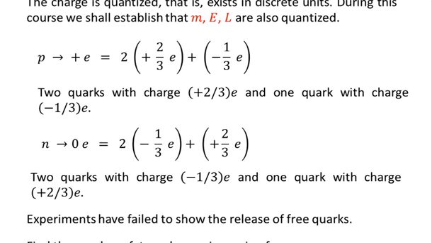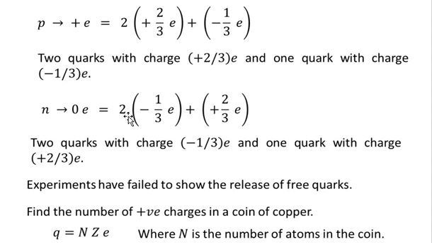Now let's talk about the neutron. You know that there is no charge on the neutron. That's why it is called the neutral particle. So the neutron has no charge, or zero charge. In terms of quarks, it can be represented as 2 quarks with the charge minus 1 over 3e and 1 quark with the charge plus 2 over 3e. So a neutron can be considered to consist of 2 quarks, each of charge minus 1 over 3e, and 1 quark with a charge of 2 over 3e.